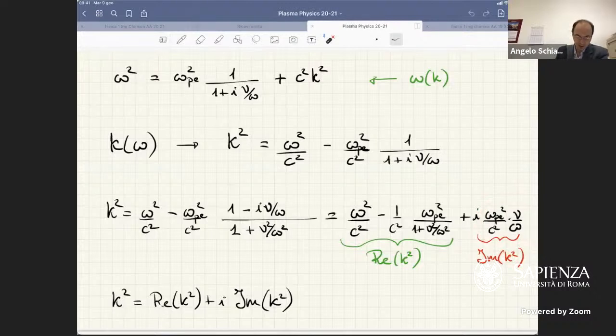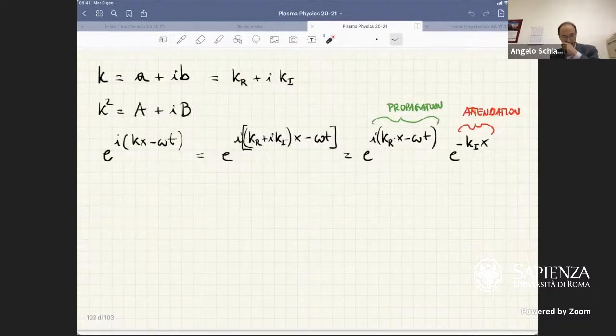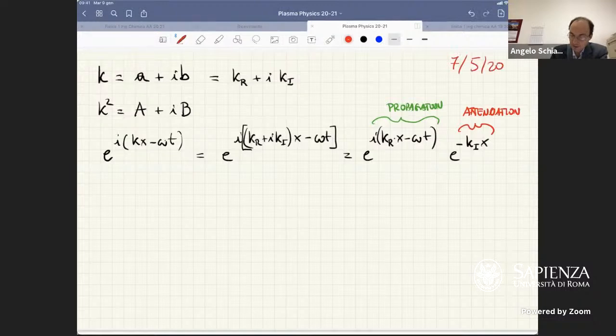Now we were trying to understand how to obtain information on k, the wave number, from the dispersion relation that is expressed as k squared. So we need some complex algebra. And today is, what's today? Let's put the date up here, 7th of May. We'll take a break around 9-ish.